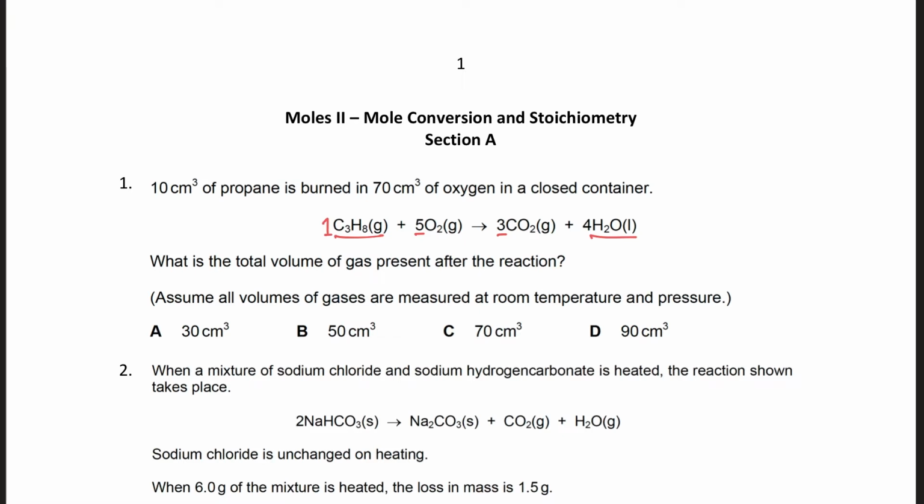Now if 1 reacts with 5 to make 3, 10 will react with 50 to make 30, which leaves me with 70 minus 50, 20 cm cube of oxygen, that is extra, that is in excess, that is left over, and 30 cm cube of carbon dioxide, which is made up. So that gives me 50 in total. So my answer is B.